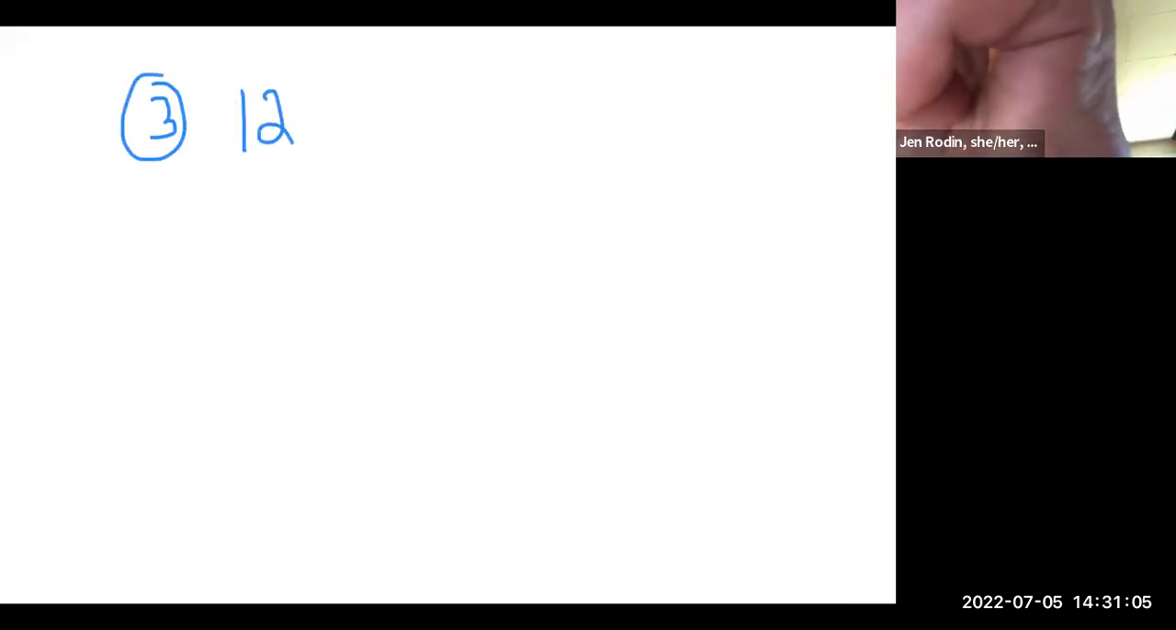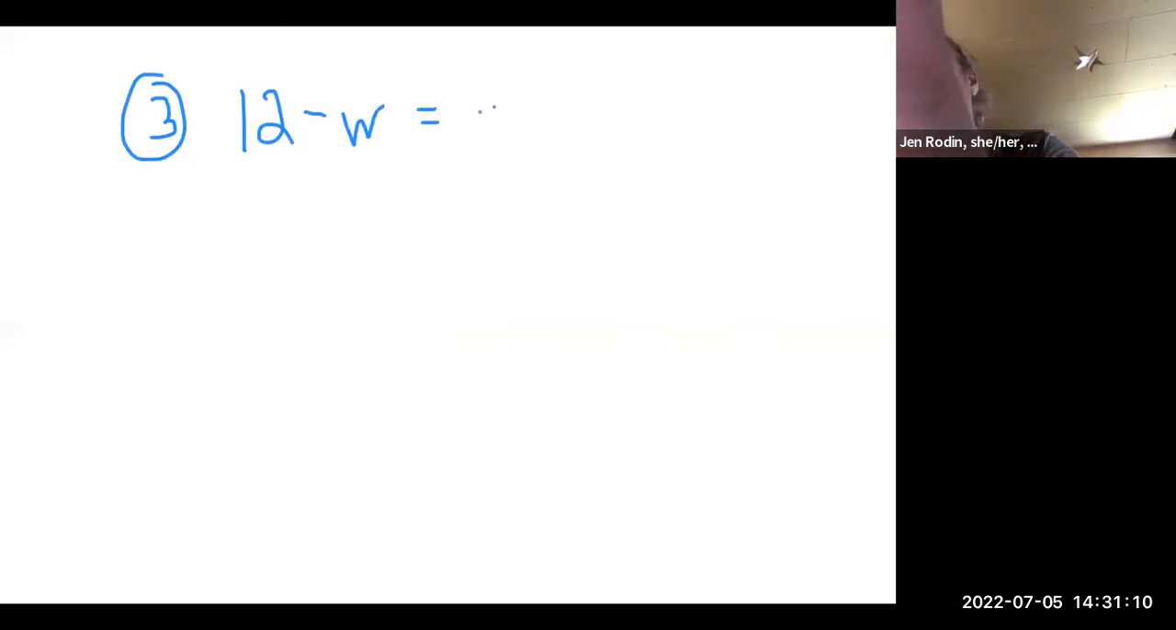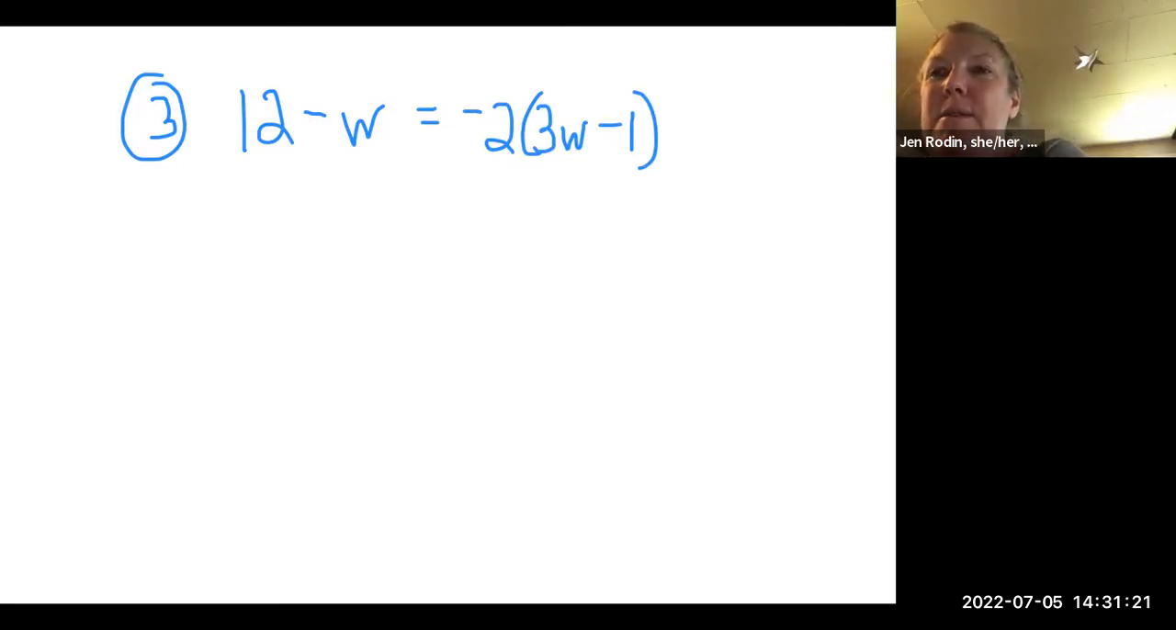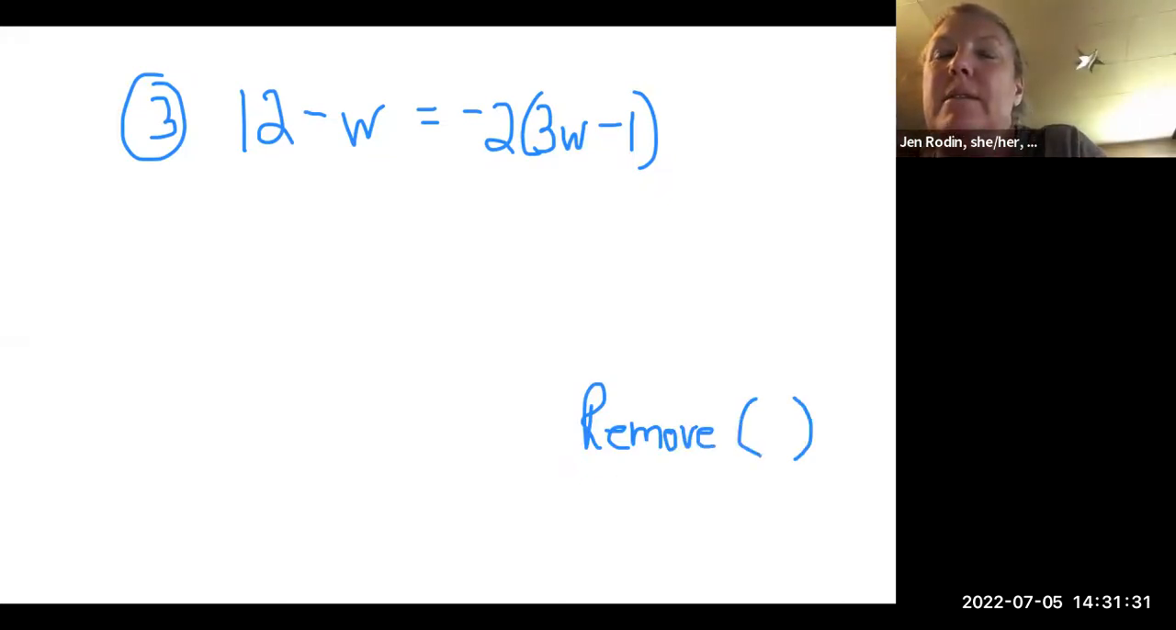And then I jumped in and threw a harder one in there just so we'd have a little variety, and then we'll practice some more. Well, I'll do another example or two. 12 minus w equals -2 times the quantity of 3w minus 1. So this time, our first step is to remove symbols of grouping. So I'll just write it that way. We can't really do it with the parentheses on there. There are some tricks where you can, but it's a little bit sketchy. So we'll just do it the proper way.